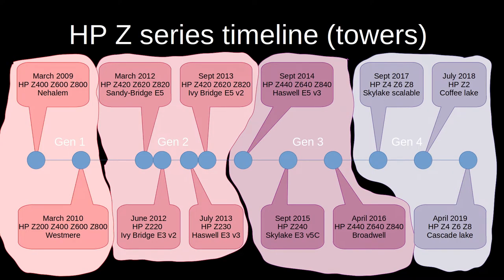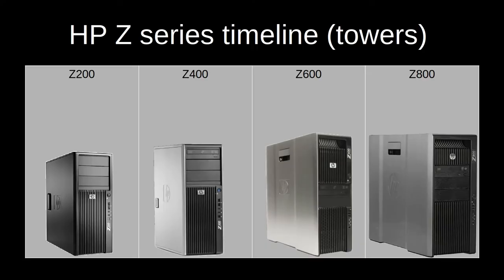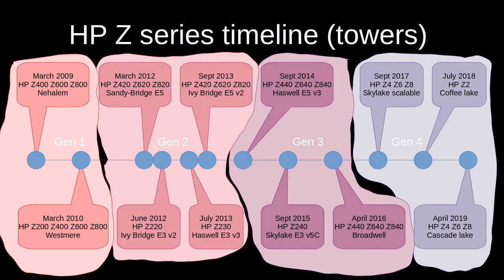So the HP Z range of workstations were released back in March 2009 with a first generation refresh in 2010, a year later, which moved to support Westmere as well as Nehalem Intel processors. The range is four lines, the Z200, Z400, Z600, and the Z800 in the first generation, and they've refreshed them into a fourth series now. So there were two in the first generation, a set and then a refresh with the same model numbers. And then they've had more generations since.